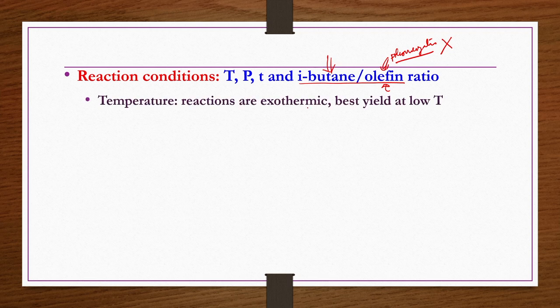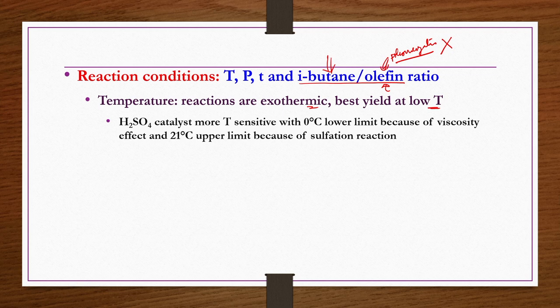Temperature: reactions are exothermic, so obviously it is best to have a low temperature, or the best yield would be obtained at low temperature. H2SO4 catalyst is more sensitive to temperature, with a 0 degree centigrade lower limit because of the viscosity effect, and a 21 degree centigrade upper limit because of the sulfation reaction. You don't want this sulfation reaction to take place, so you try to control the temperature within 10 degree centigrade.